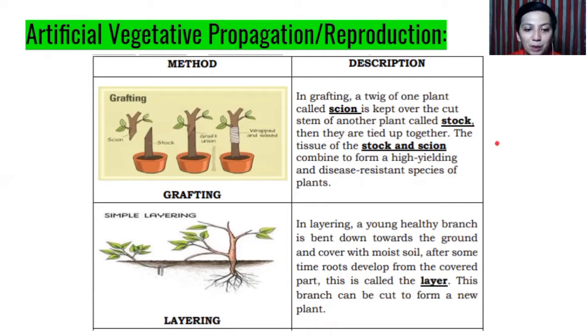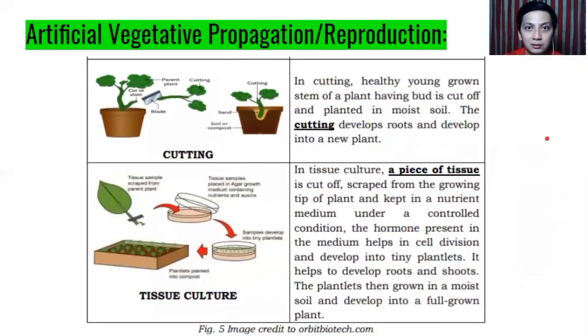Then we have simple layering, or layering. It is a young, healthy branch that is bent down towards the ground and covered with moist soil. After some time, roots develop from the covered part. So this is called the layer. This branch can be cut to form a new plant. So may mapapansin kayo na ibang mga halaman sa probinsya, medyo talagang binibend down nila towards the moist soil, intentionally na ginagawa nila.